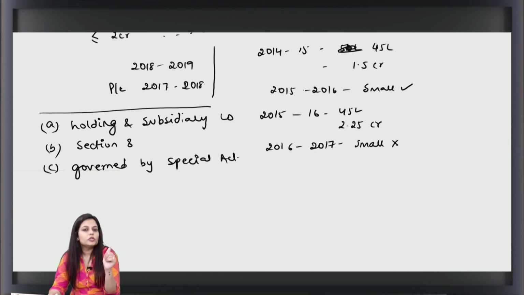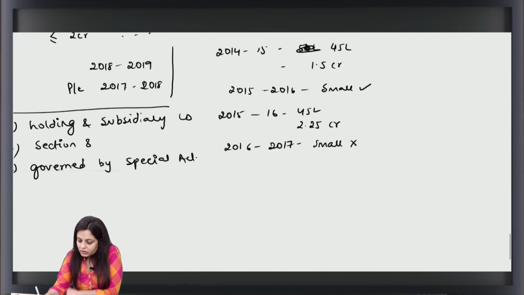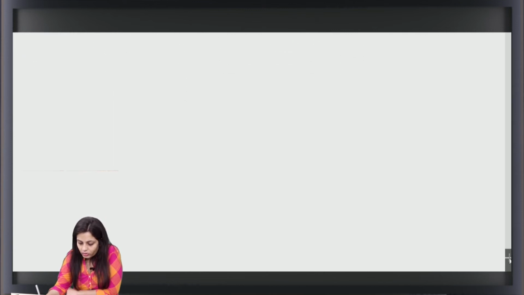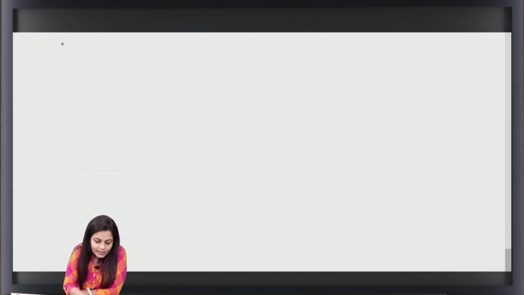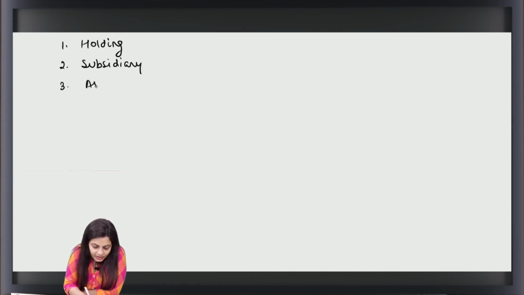The paid up capital should not exceed 50 lakh and the turnover as per the profit and loss account of the immediately preceding financial year should not exceed 2 crores. I guess everyone has understood. Now we move to the next one: on the basis of control. On the basis of control we saw 3. The first was our holding, the second was our subsidiary, and the third company was our associate company.